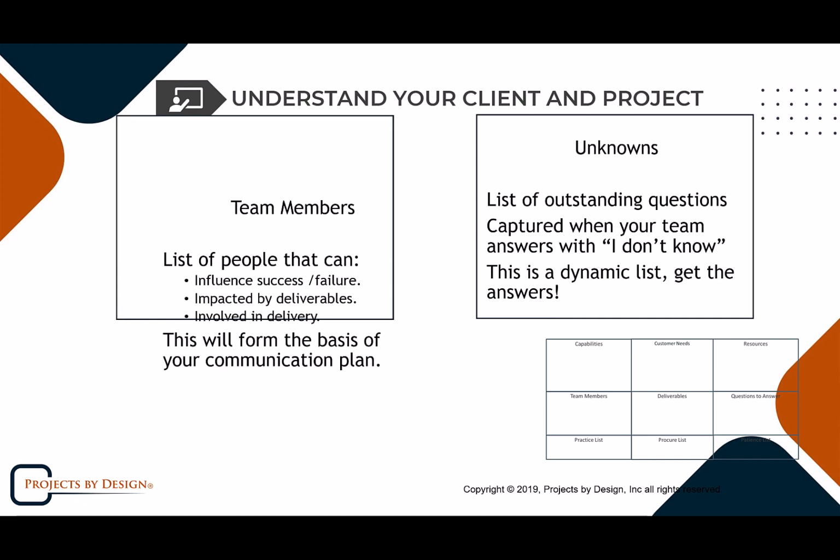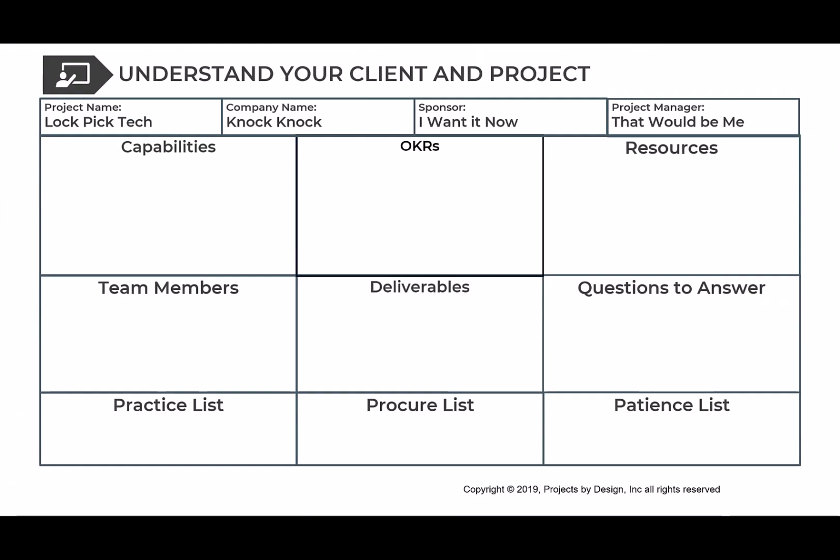Okay. So this is what the project canvas would look like in the way that we're proposing. Okay. Project name: Lockpick Tech. Company name is Knock Knock. Sponsor is I Want It Now. And the project manager, that would be me.